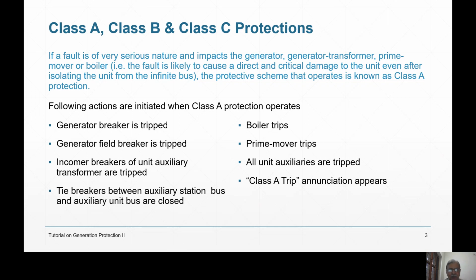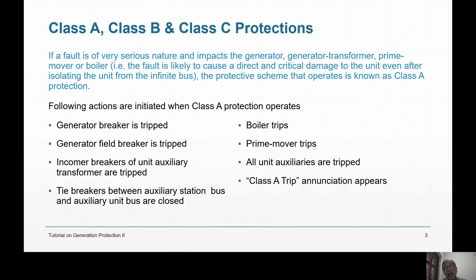Generator breaker is tripped, 52G. That is, generator is disconnected from infinite bus, so the fault being fed from infinite bus stops. That is one thing done. Then generator field breaker is tripped, because you do not want to produce electricity. Otherwise generator will feed its own fault. But yet, as I told you, the generator is running because turbine is running and steam is being fed, so the fault is being fed. So generator has to be stopped. You cannot run the generator.